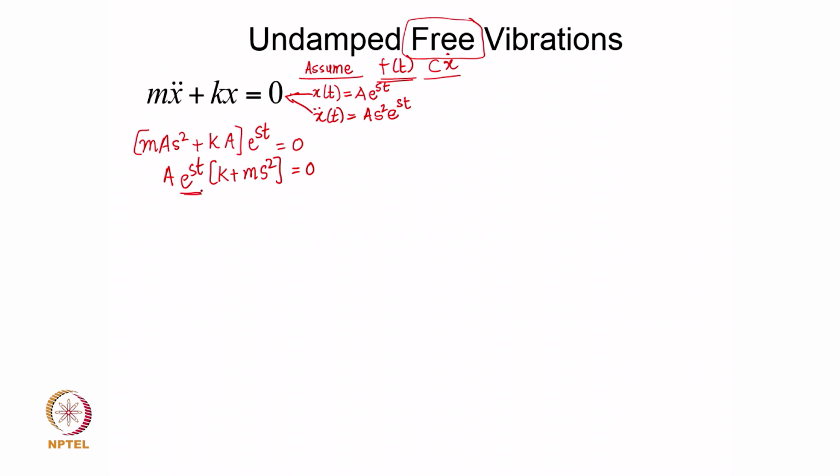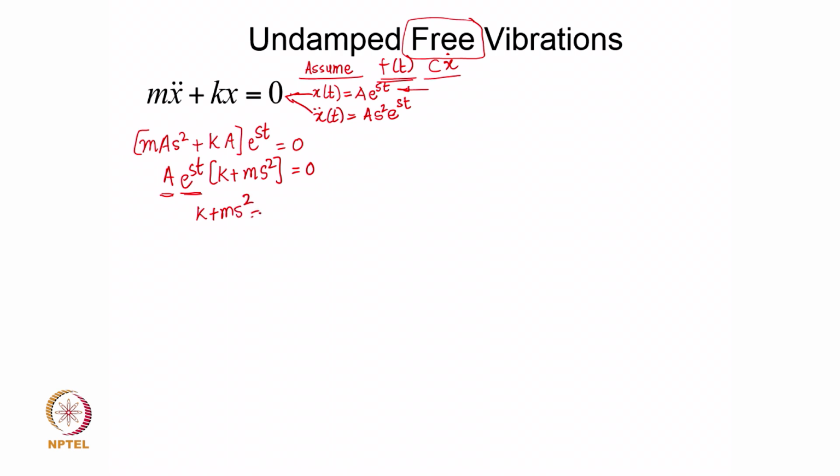Now, this equation is valid at all times, and so therefore, you cannot have this term going to 0, and the arbitrary constant A can also not be 0, and obviously, if it is 0, then this solution is a trivial solution. So, for a non-trivial solution, the only way that this equation gets satisfied for all times is k plus m s square equals 0.